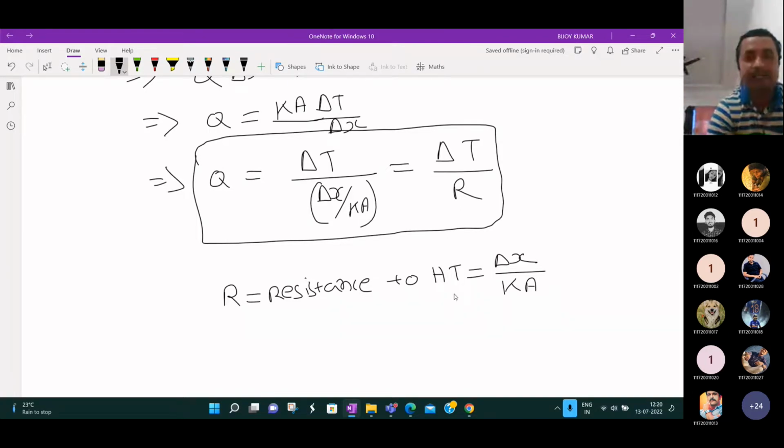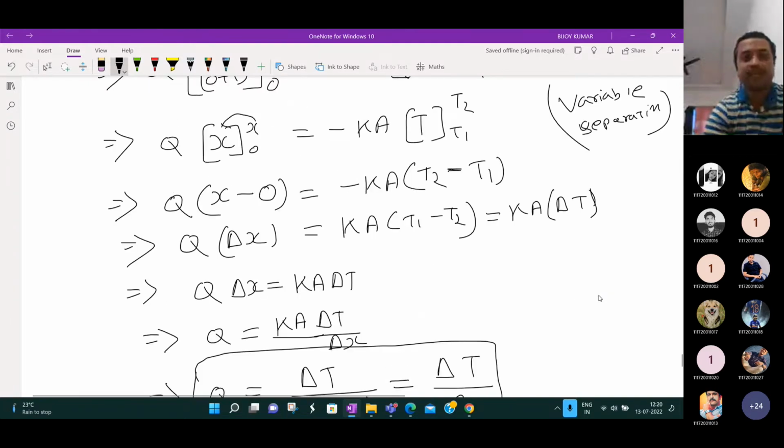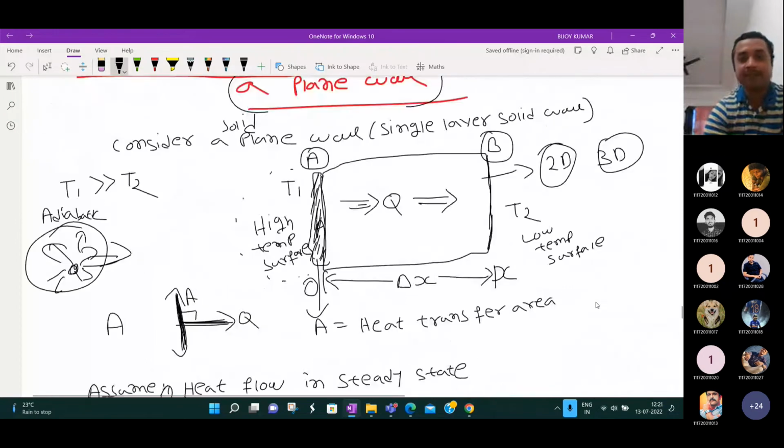What's its unit? Delta X will be meter. What is the unit of K? Watt per meter Kelvin. What is the unit of area? Meter square. So this meter square will cancel, meter will cancel. So we'll have unit Kelvin by watt. Okay, so this is all about the 10 marks derivation. If you do this derivation, you will get the 10 marks. The important thing is only simple integration is there.